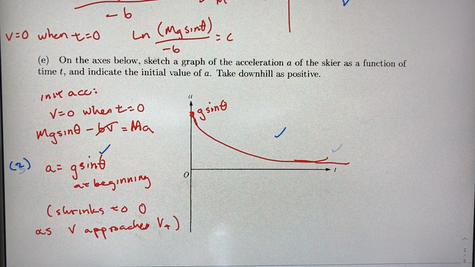It's 3 points, 1 for labeling the initial, 1 point for making it go down concave up and heading towards 0. And that 1 point for heading towards 0 can be gotten without the other points.